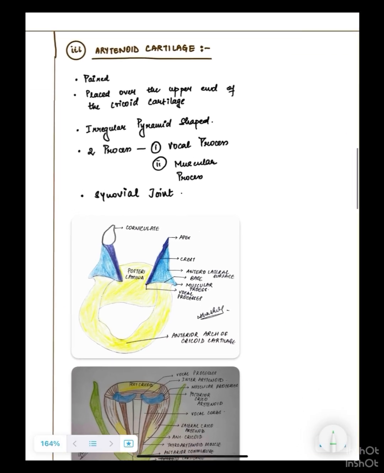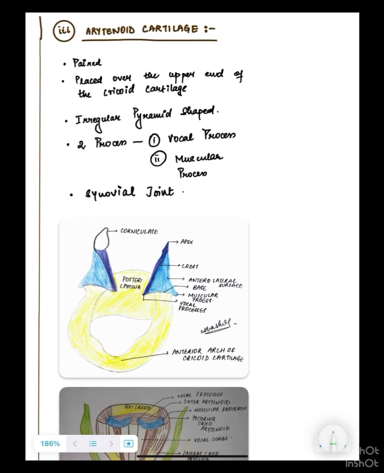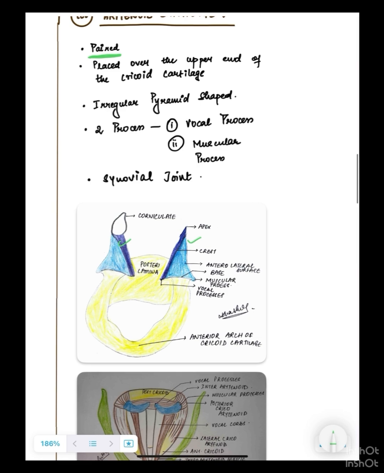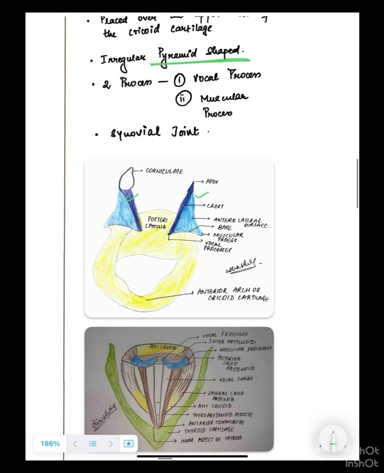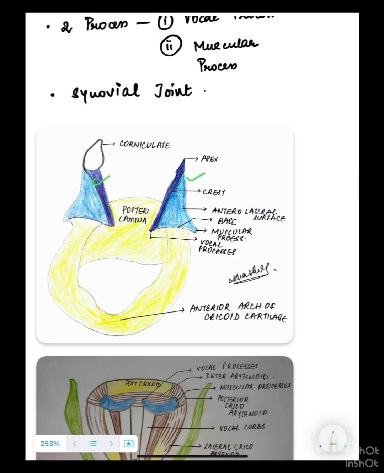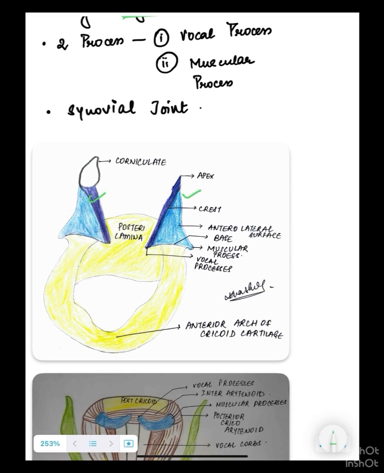Now the next one is the arytenoid cartilage itself. It is obviously a paired cartilage. Okay, you can see there are two arytenoid cartilages over here and it is articulating with the corniculate above. And as you can tell from the diagram itself, it is a pyramid shape, irregular pyramid shape. Now, one of the most important things is that it has two processes. Okay, so first process is nothing but the vocal process. Okay, and this is the second process which is called the muscular process.